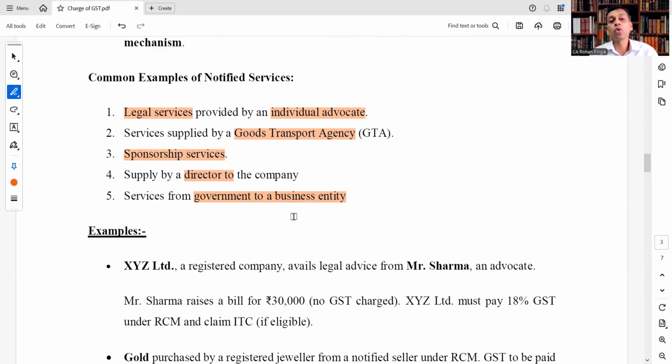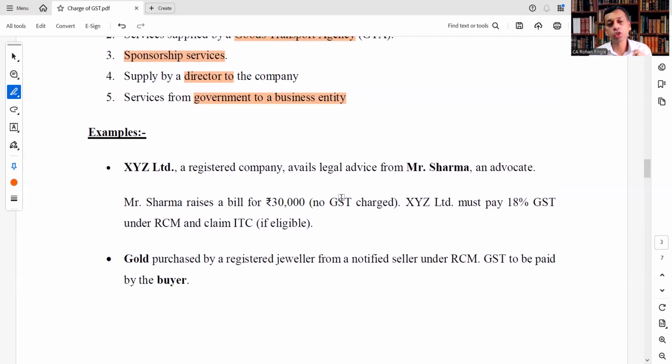These are the 5 common examples of notified services. Legal services provided by whom? Individual advocate and not the firm of advocates. Services supplied by a goods transport agency. Sponsorship services supplied by a director to the company. Services from government to a business entity.